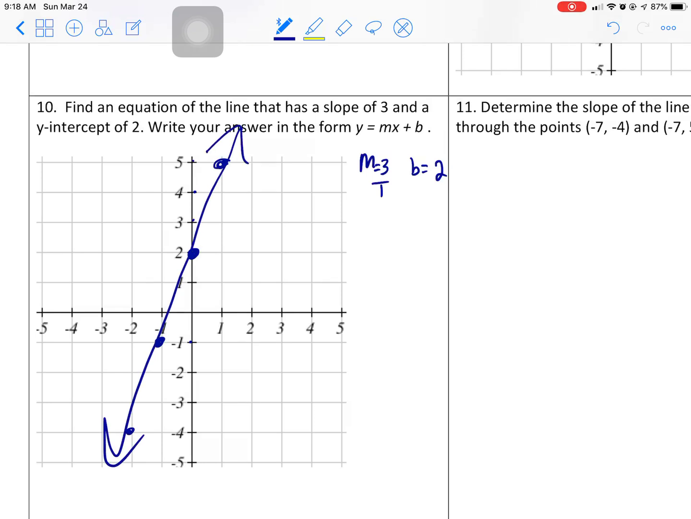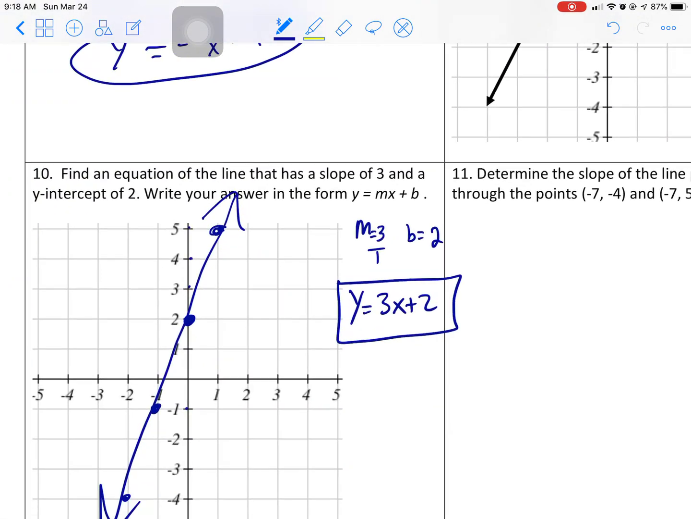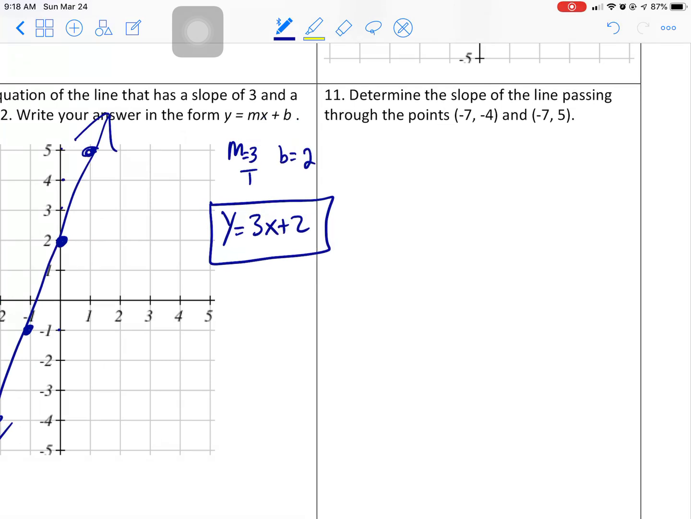Find the equation of the line. Write your answer in slope-intercept form. So it wants me to write that. There you go. It should say and graph. Did I do that one? I did that one. Let's do this one.